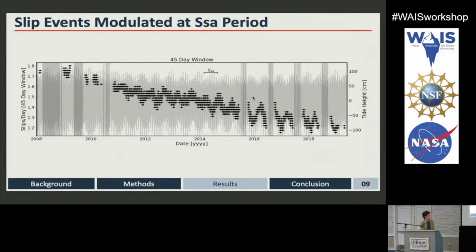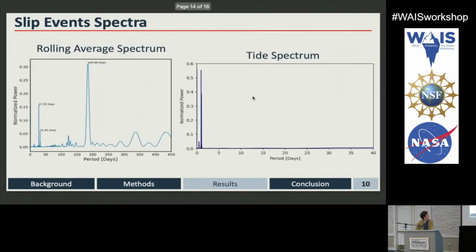is a sinusoidal trend. I've marked in the brackets SSA, which stands for solar semi-annual, and that's a beating of the tides at about a 185-day period that you can see in the tidal record, the gray bars in the back, and you also see in the event record. So even though individual slip events may be seemingly randomly distributed with the tides, overall this is having some effect on the stress buildup in the region, and we're able to see how the tides are impacting the region.